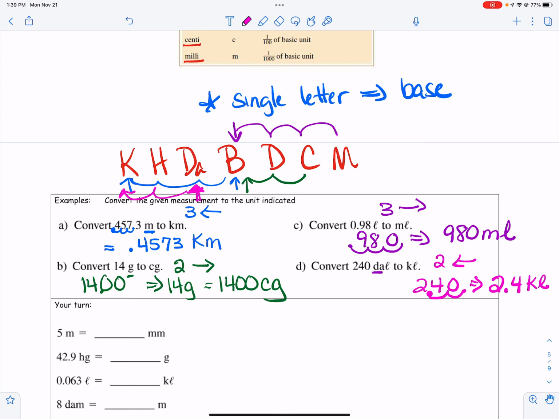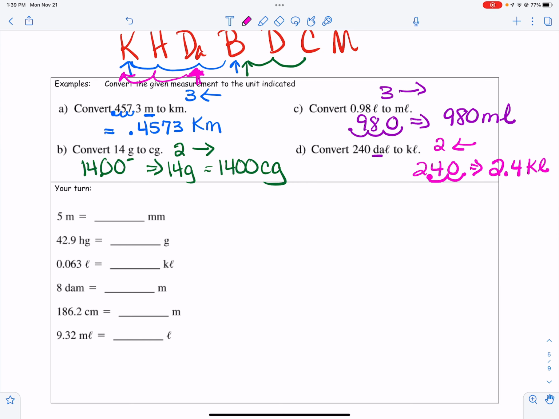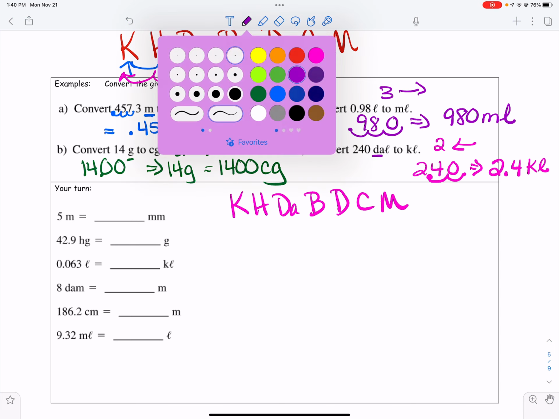Kiloliters, okay? So here's some for you to practice. Again, I would just do my King Henry died by drinking chocolate milk. I'll give you a second to look at those, and then I will fill in the correct answers.